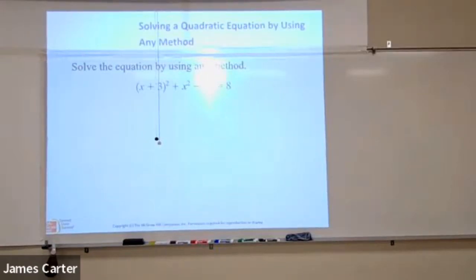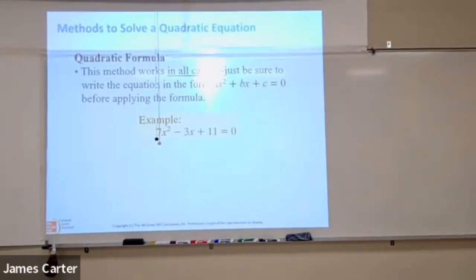Whoops, that went a little fast. And any equation will work with it. It will solve problems that are prime for the sake of factoring.